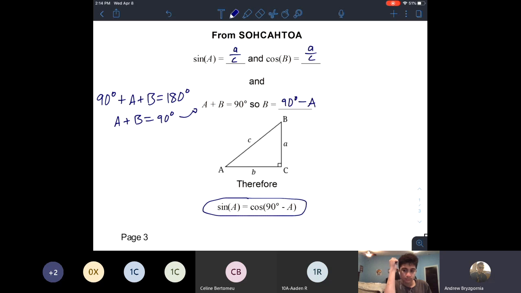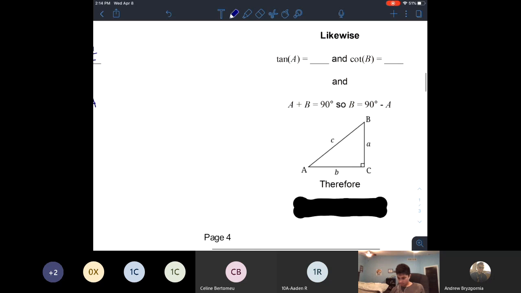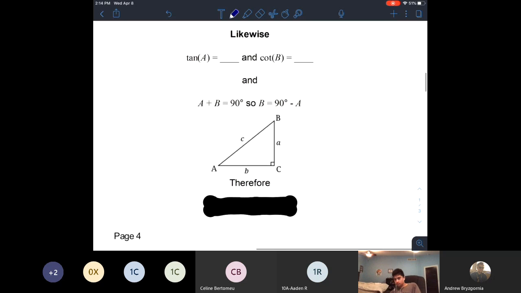So that is the first set of cofunctions, sine and cosine. So if it's okay with everybody, I'm going to move on to the next one. We're going to do a similar thing here, and this time you can probably make a prediction because it's going to end up being similar for tangent and cotangent, and then secant and cosecant, we're going to do it the same way too. So in our triangle, what is tangent of A equal to?